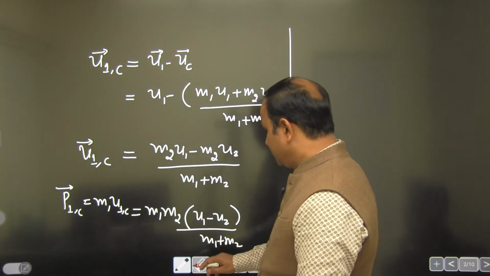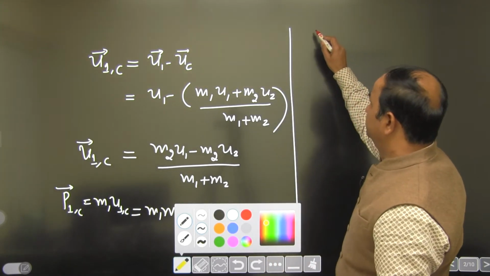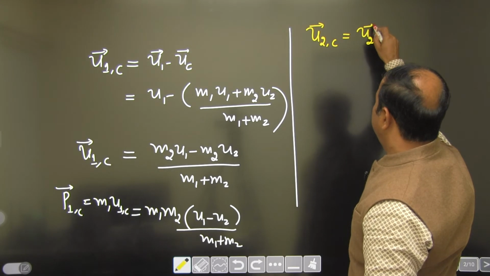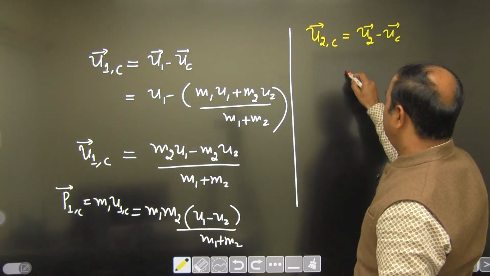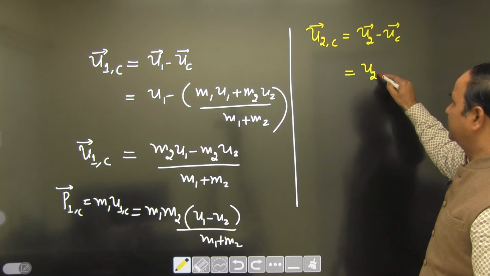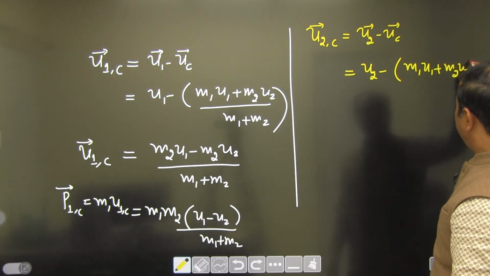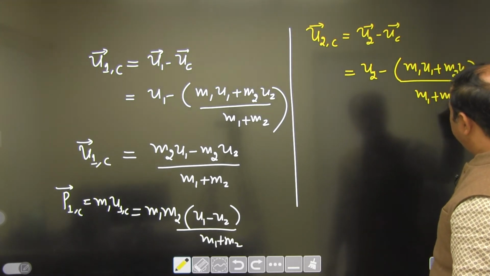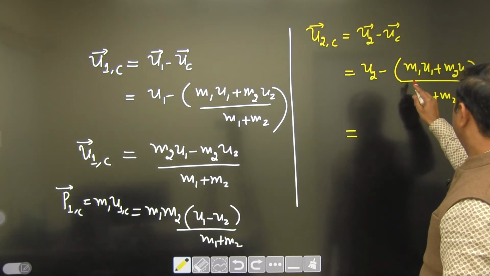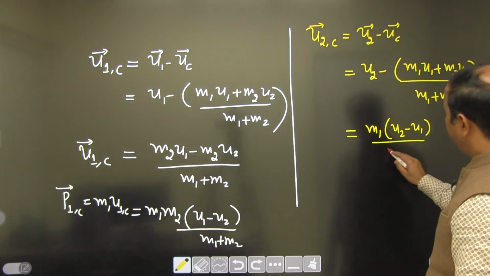Now what we see is that we can also calculate the initial velocity of 2 with respect to center of mass, which is equal to u2 vector minus u center of mass. As all velocity vectors are in the positive direction of the x-axis, we can skip the vector sign. So we write u2 as u2 and uc as (m1 u1 plus m2 u2) over (m1 plus m2). So if we simplify it, what do we get? We get m1 comes common, and this can be written as m1 (u2 minus u1) over (m1 plus m2).